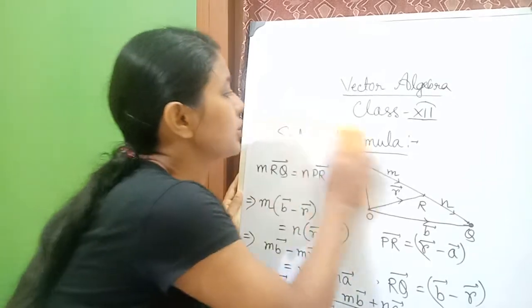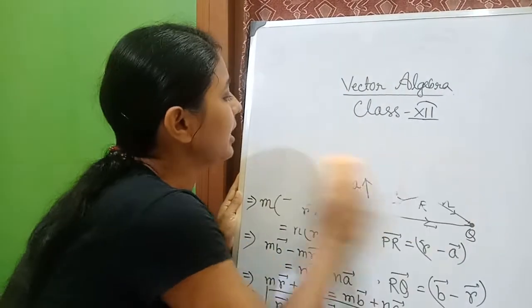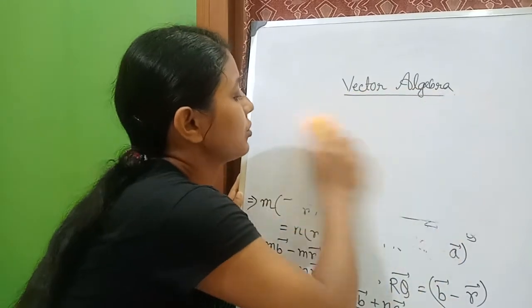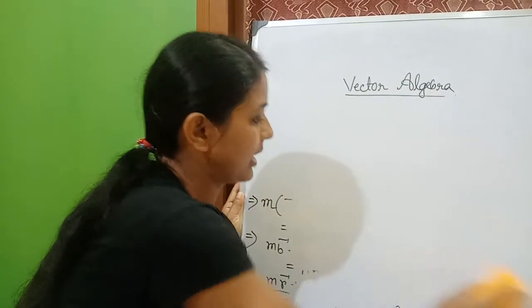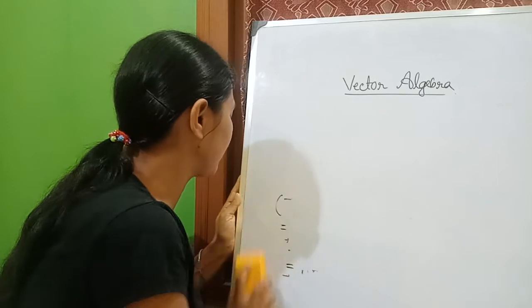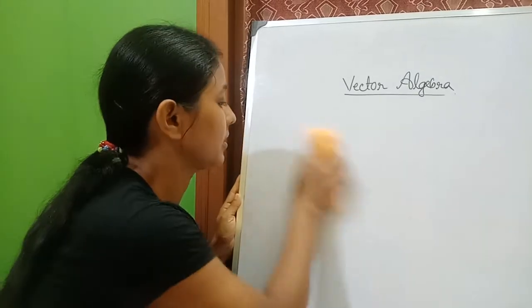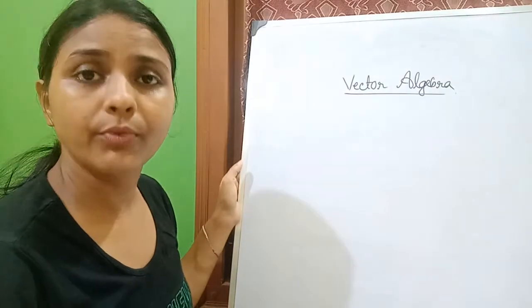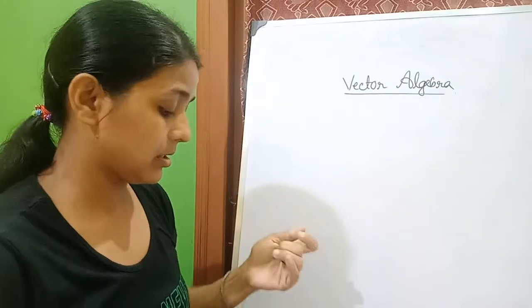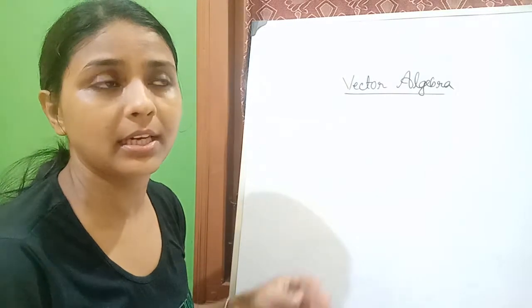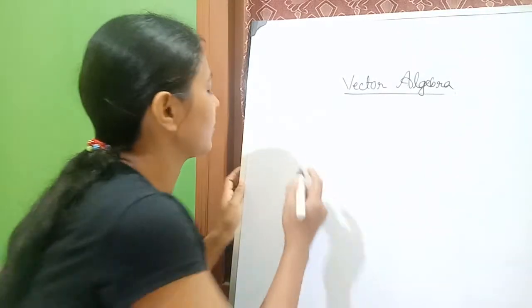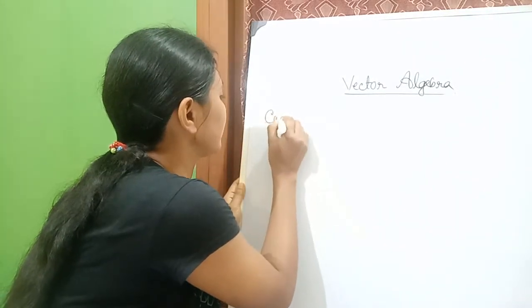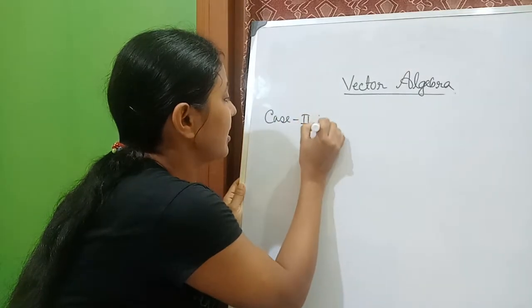Now case 2. Similarly, we can prove case 2 also. So what is case 2? Case 2 is the section formula when a point divides a line externally. Okay, so this is case 2: external division.